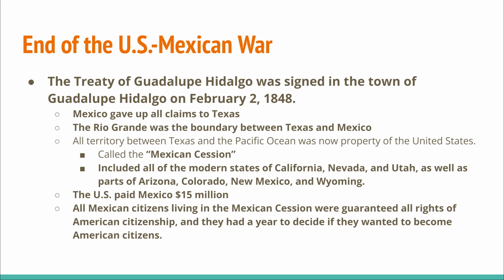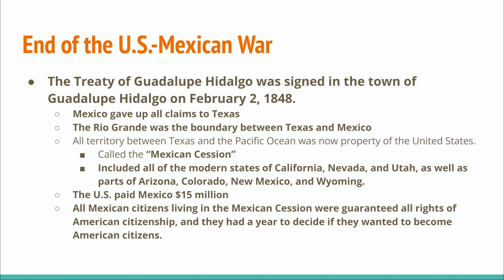They're going to call the Rio Grande the official border between Texas and Mexico, and that's what the border is today, between Texas and Mexico. Now, all of the territory between Texas and the Pacific Ocean, so everything from New Mexico to California that was part of Mexico is going to be given to the United States as part of something called the Mexican Cession. Okay? The Mexican Cession is where all of this land is given to the United States, and the United States agrees to pay Mexico $15 million for it.